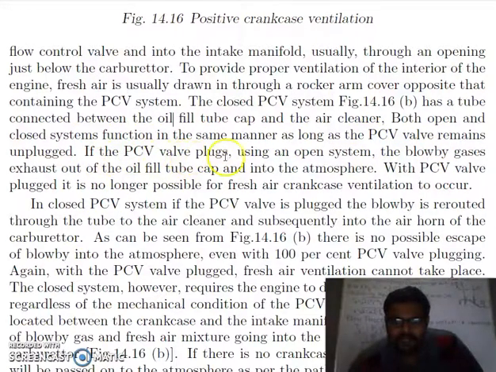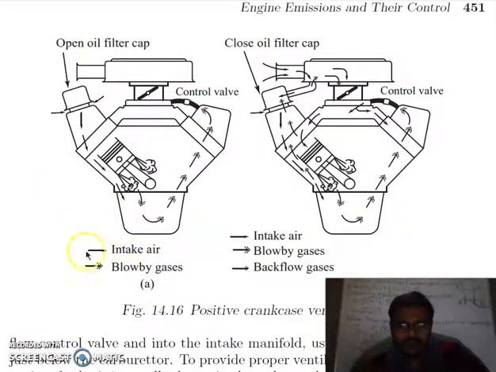If the PCV valve plugs in an open system, the blow-by gases exhaust out of the oil fill tube cap and into the atmosphere. With the PCV valve plugged, it is no longer possible for fresh air crankcase ventilation to occur. So you can see in this first case, you have intake air coming from this side, and blow-by gases are represented by this arrow, and they can go back into the intake system.